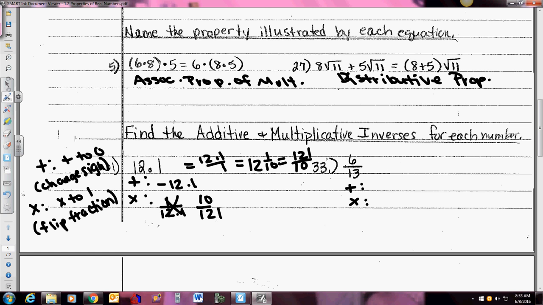You go ahead and try 33. Find the additive inverse of 6 over 13 and the multiplicative inverse of 6 over 13.